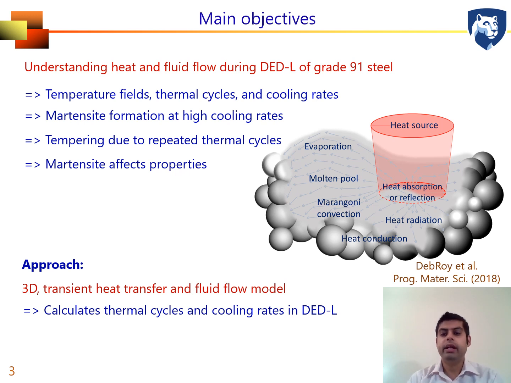Essentially, our main objective here is to understand the heat transfer and fluid flow during the directed energy deposition process of grade 91 steel, because heat transfer and fluid flow affect the temperature field, thermal cycle and cooling rate, and they affect the martensite formation and its tempering, both of which essentially affect the properties of the part. So our approach is to develop a 3D transient heat transfer and fluid flow model that can calculate the thermal cycle and cooling rates during the additive manufacturing process.